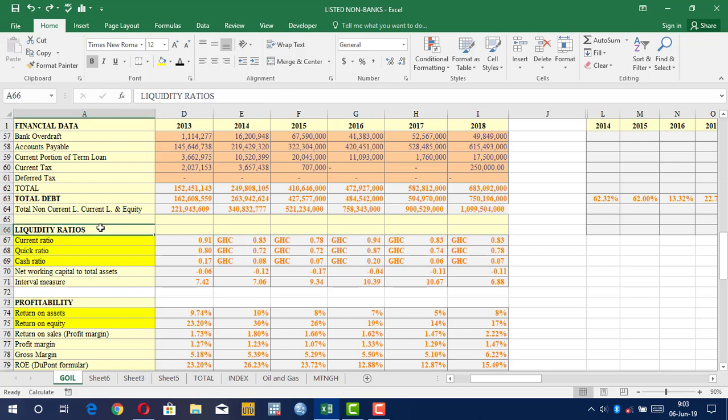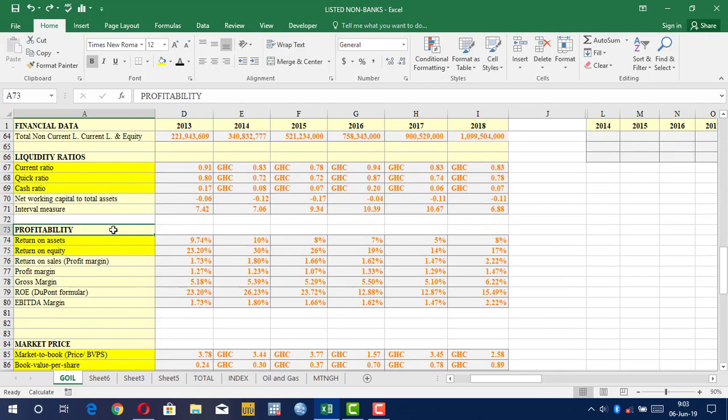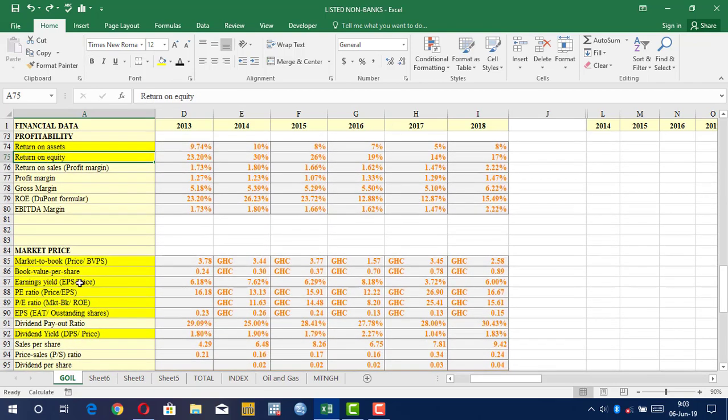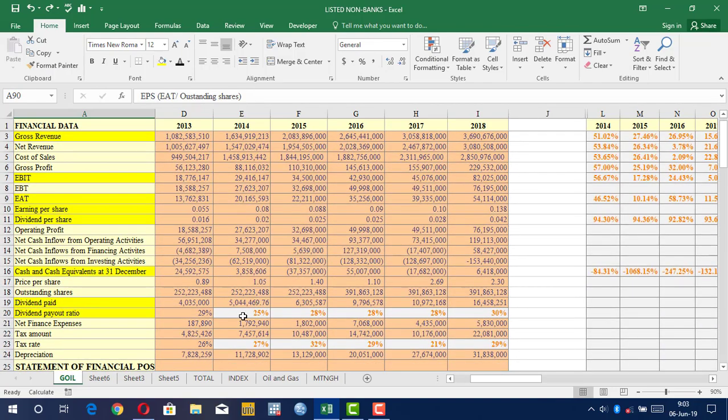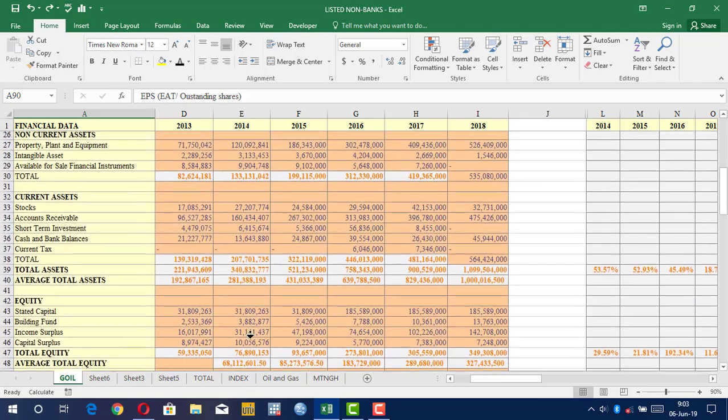So we will look at three basic ratios for now. We will look at liquidity ratios, specifically focusing on the current ratio, quick ratio, and then cash ratio. And then profitability ratios, where we'll focus on just two: return on assets and return on equity. Then we look at some market price ratios: market to book, book value per share, earnings yield, PE ratio, dividend yield, and earnings per share. These are the ratios that we will focus on for now. There are others that we will do later on.